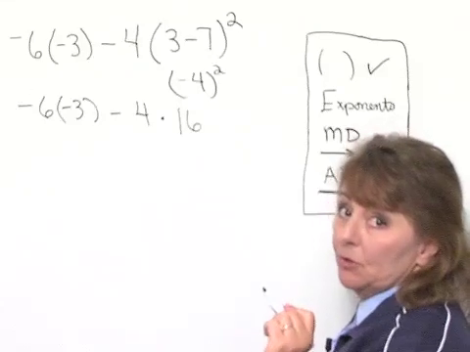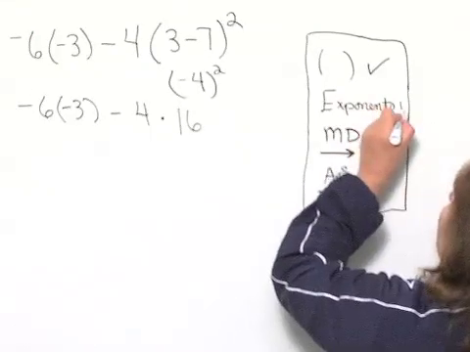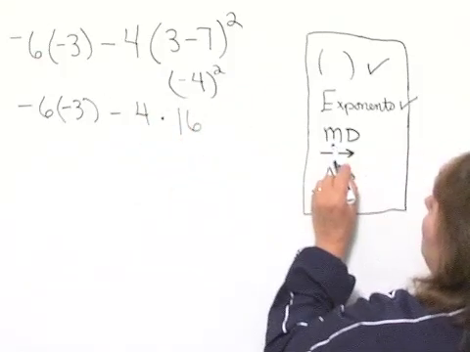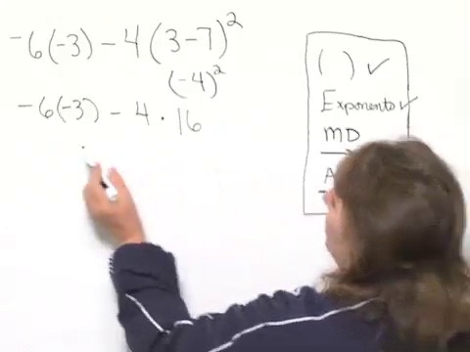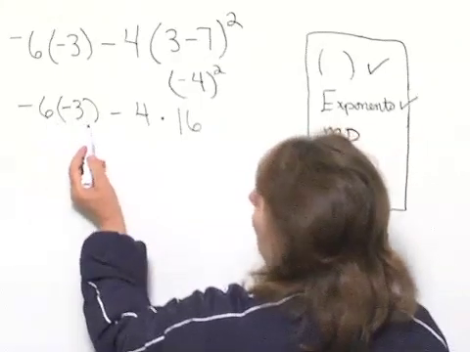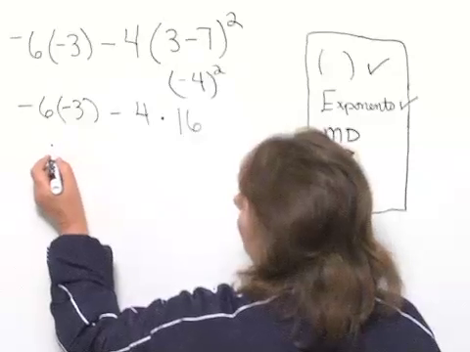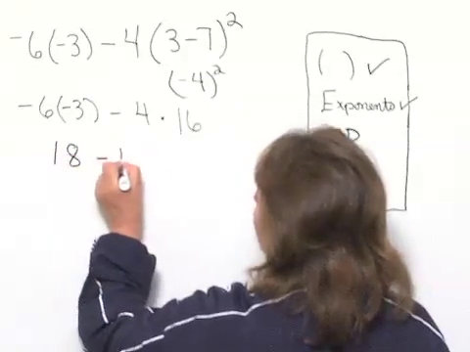Now, let's go to our chart and see what the next operation is to do. We've already finished the exponents. There's no more left in the problem. So we're at the point of multiply or divide. But we're going to work from left to right. So we start over here and we see that our first operation is multiplication. So we do the multiplication. -6 times -3 is a positive 18. Copy the problem down again.